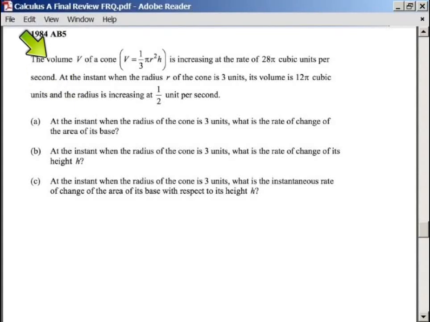So this problem says the volume of a cone is increasing at a rate of 28 pi cubic units per second. As soon as I see rate, I think, oh, I wonder if this is a related rates problem. Related rates problems have things like, for example, this one: what's increasing? The volume's increasing, so that means we have a dV over dt. What is dV over dt? That is 28 pi. So that's one of the rates.